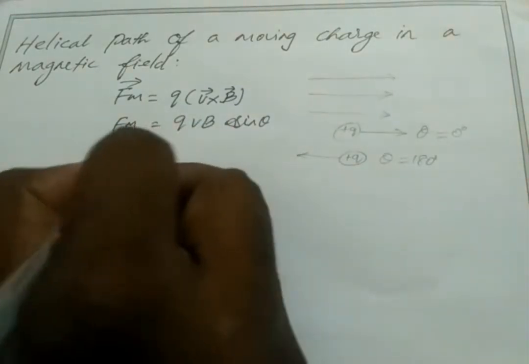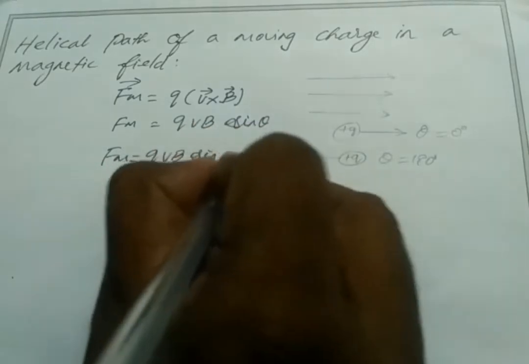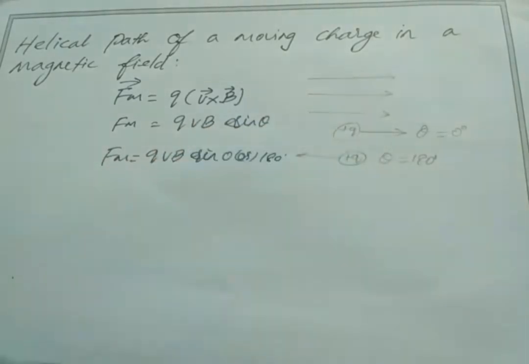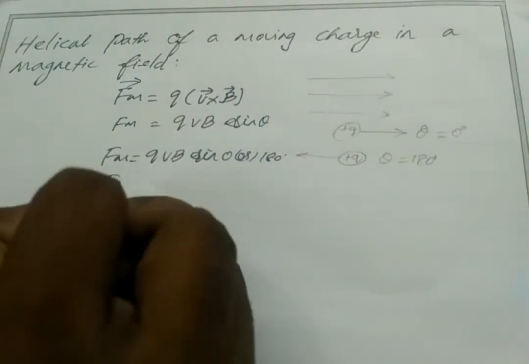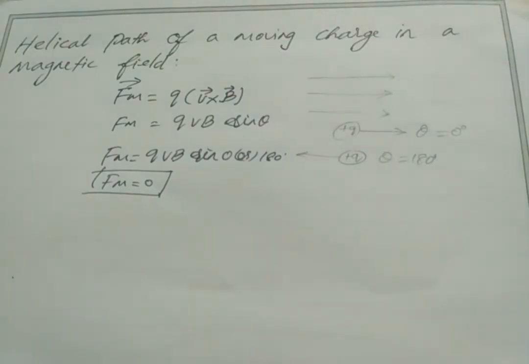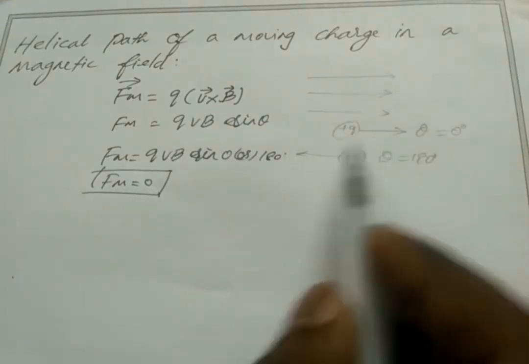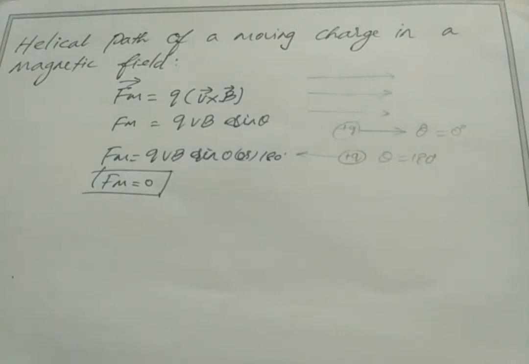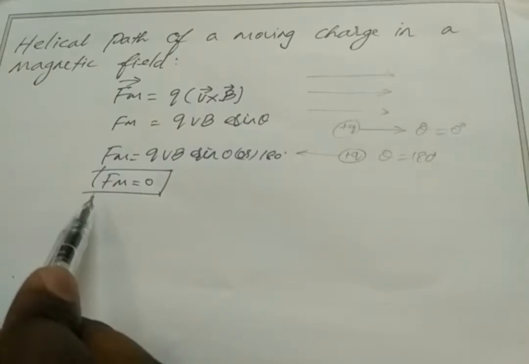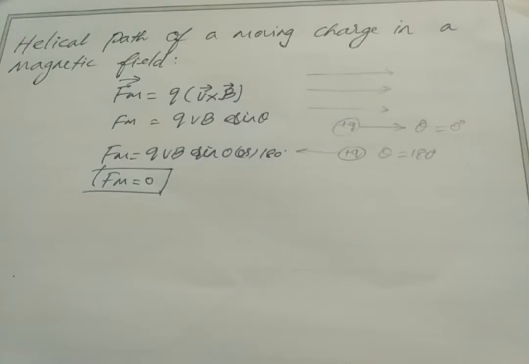Fm equal to qvb sin 0 or 180. So our answer will be 0. So this is the first case which we already studied. Here the path will be a straight line. Trajectory of the charged particle will be a straight line when it is at 0 degree or 180 degree. So the magnetic force experienced by the charged particle will be 0, so it moves in a straight line. This is the first case which we studied.